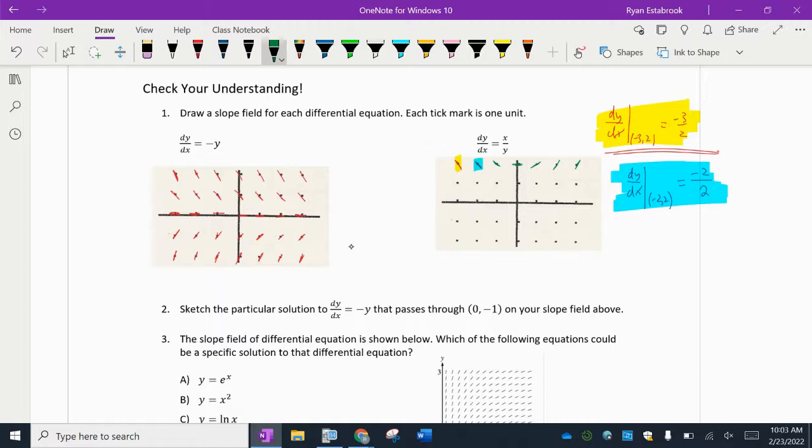Next row down, (-3, 1). So at (-3, 1), it would be -3 over 1, so -3. Down 3 over 1, we're looking even steeper than the row above it. This point is (-2, 1), so the slope is -2 over 1. Slope of this point is -1 over 1, so it's a slope of -1, then a slope of 0. And then there's a lot of symmetry side to side, isn't there? Like these negative slopes become positive slopes on the other side.